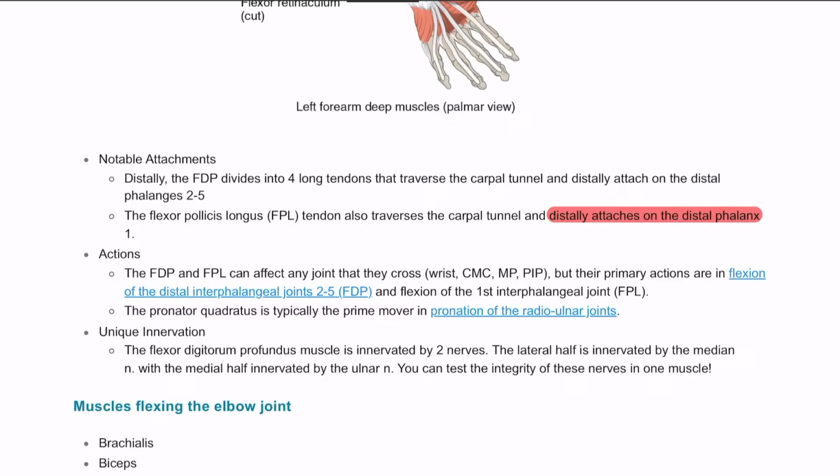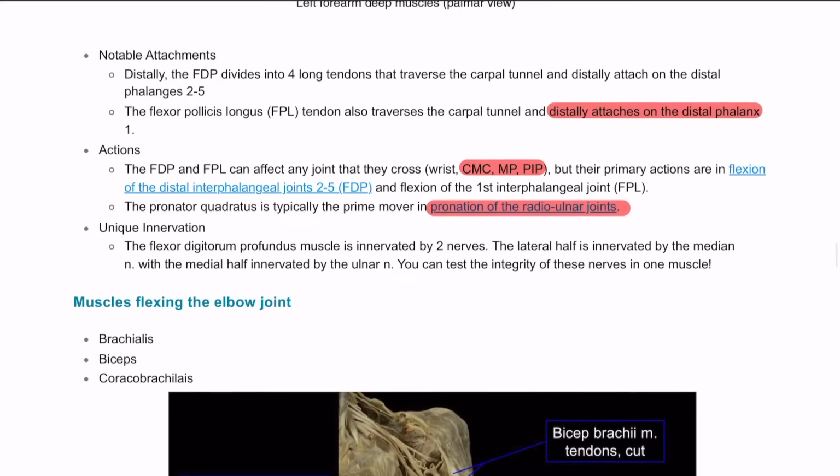And the action for the digitorum profundus, it will flex all the joints that it crosses. So in terms of the carpometacarpal joint, and also the metacarpophalangeal joint, the proximal interphalangeal joint, and also the distal interphalangeal joint as well. The pronator quadratus will obviously, from the name, cause pronation, and the ulnar deviation will be by the flexor digitorum profundus.